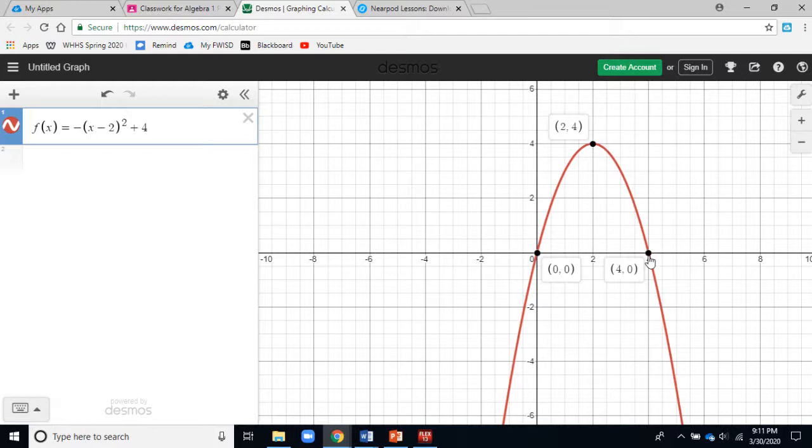Okay, so those are the points that we are really concerned about. And so we can see that the zeros, or again the x-intercept or the root, okay, there's two of them. We have 0, 0, and we have 4, 0. And the next thing that we have here is the vertex, right? That's our middle point. And so our vertex is 2, 4, and it's at the top of my graph this time, so that means it's a maximum.